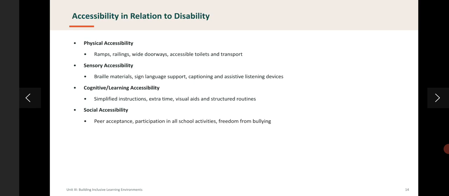Now, accessibility in relation to disability. Physical accessibility, we already saw in the barriers, that is ramps, railings, doorways, these things, that is physical. Sensory, of course, sign language support, assistive listening devices. Learning, that is cognitive. Simplified instruction, extra time, all these things. Social access, of course, everybody should accept and be okay with participation, should not do bullying. Parking spaces should be given to them. Whatever is needed, it should be given.